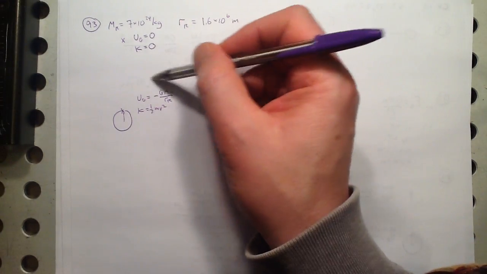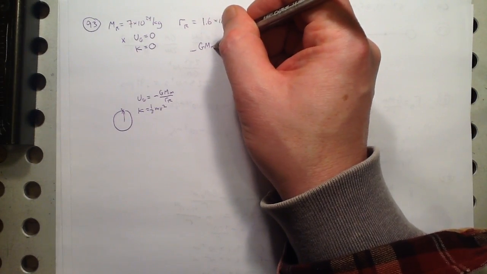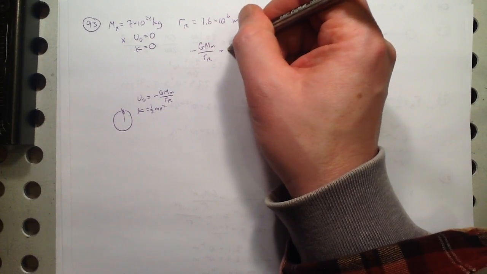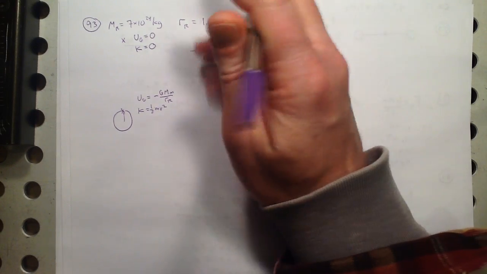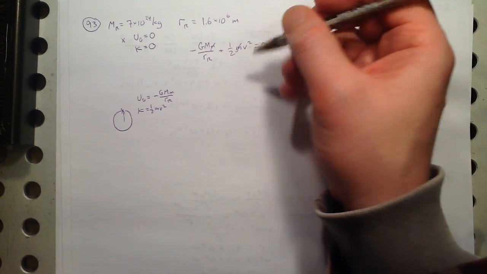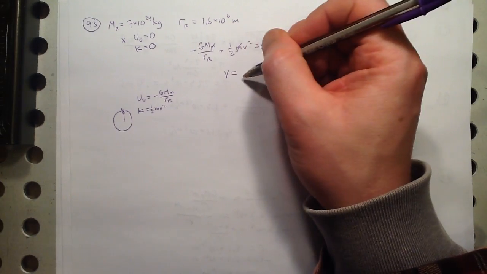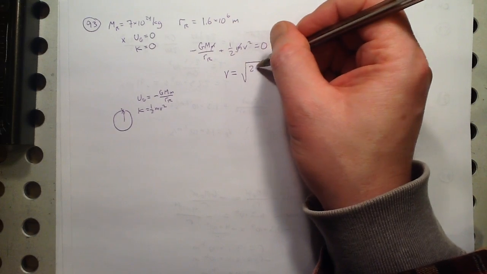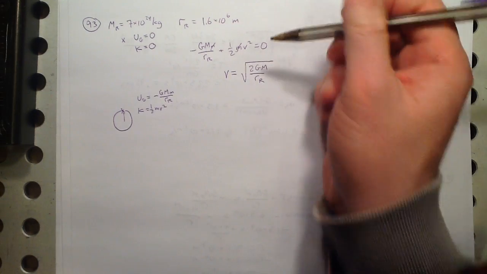So if this equals this, that means that negative G M m over the radius of Rotan plus 1/2 mv squared is equal to 0. Small m's can cancel out. So it looks like we've got v is going to be equal to the square root of 2GM over the radius of Rotan.